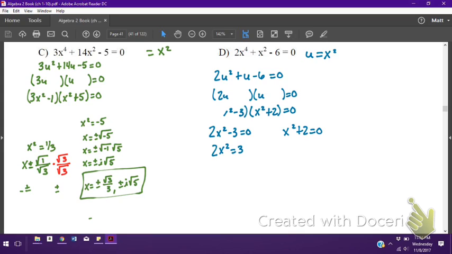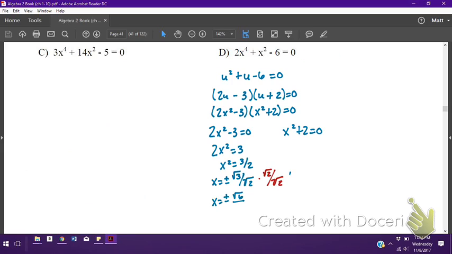Okay, sorry for the computer glitch here, guys. Let me just go ahead and get that in there again, just in case. So there it is. So I get root 6 over 2, right?